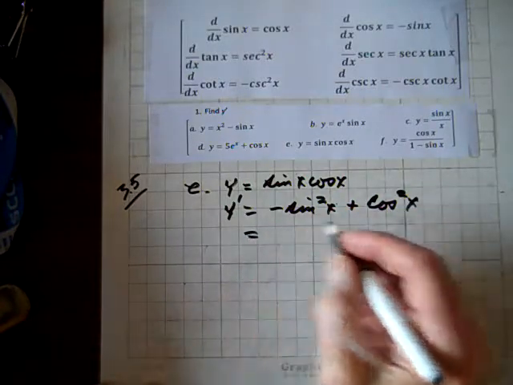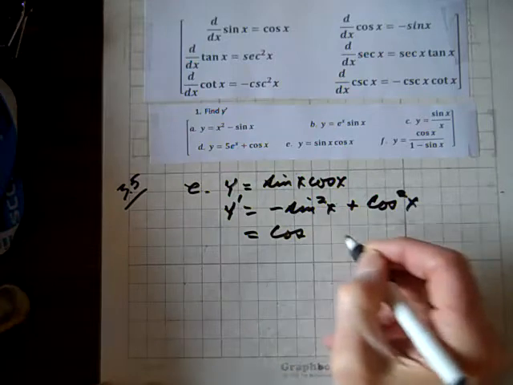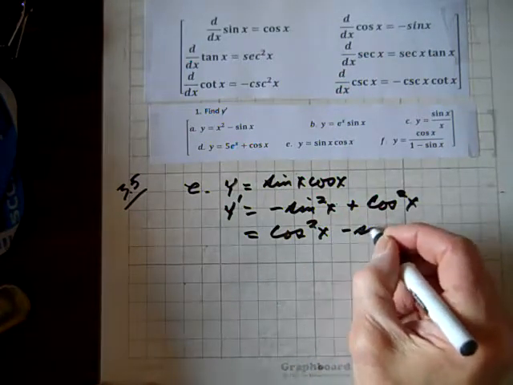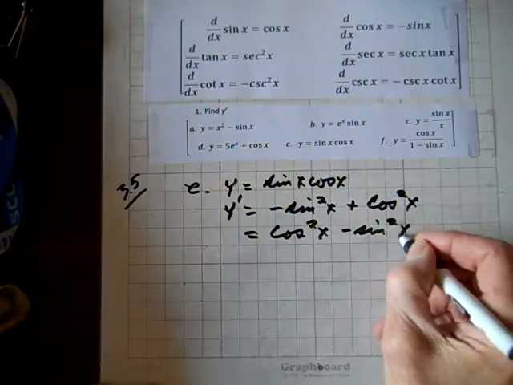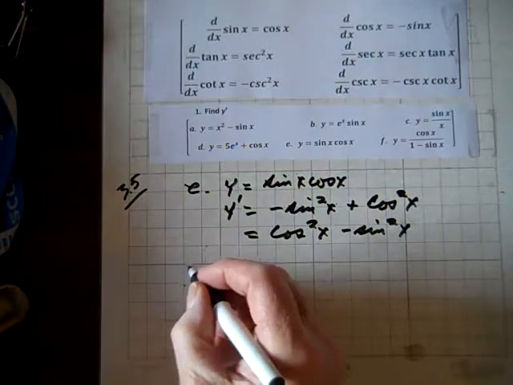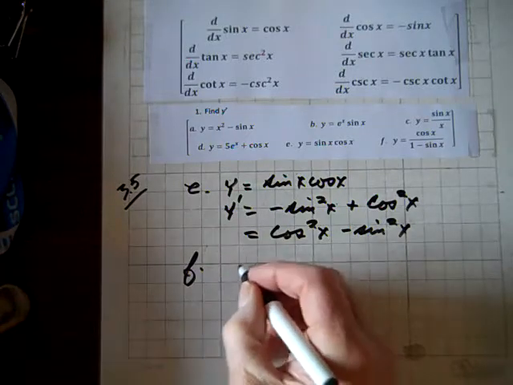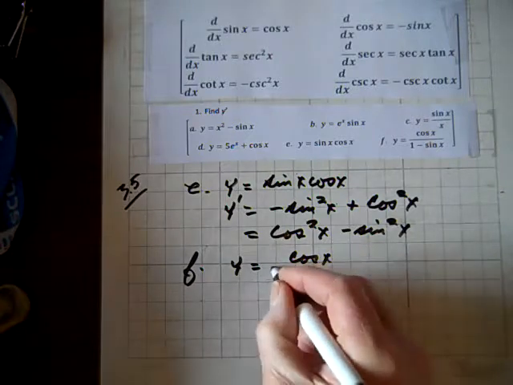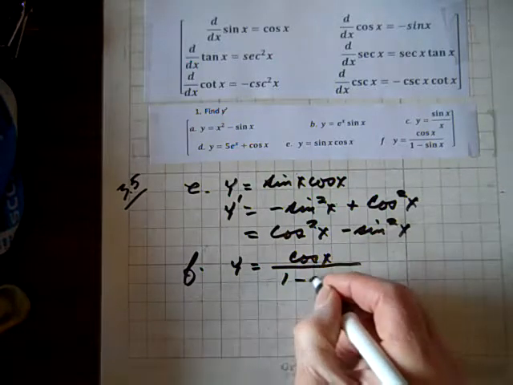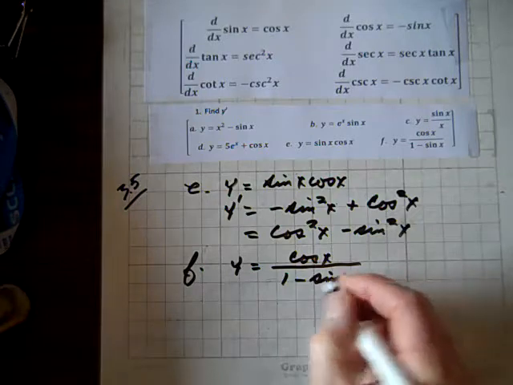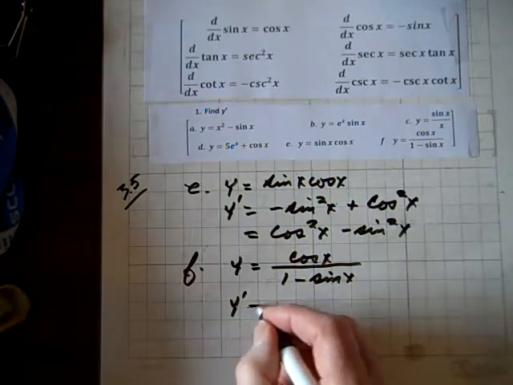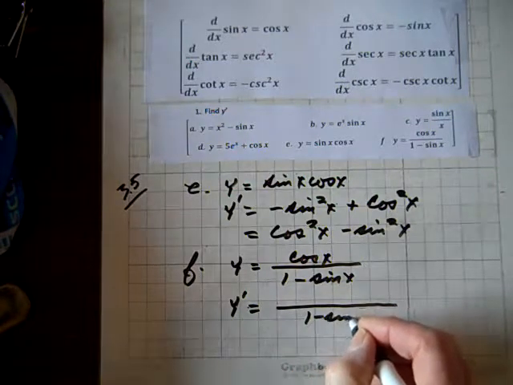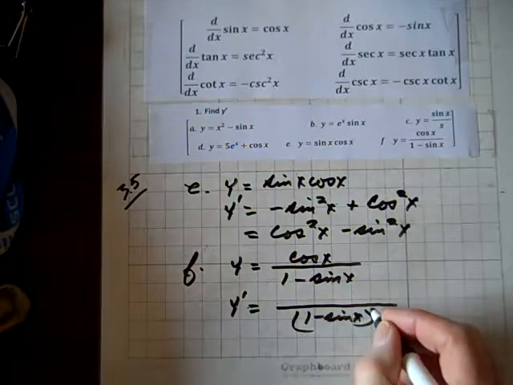Well, I'd always rather lead out with the positive. So cosine squared of x minus sine squared of x. Now let's do f, and we get y equals cosine of x over 1 minus sine of x. So y prime equals, and we square the denominator, 1 minus sine of x. I'm going to square that.